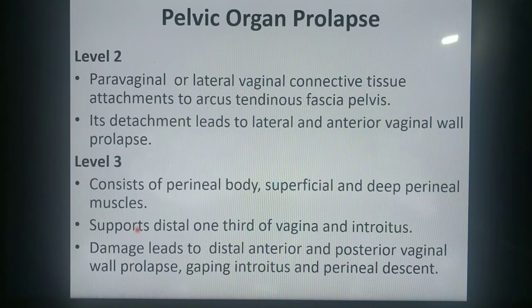The level 2 support is paravaginal or lateral vaginal connective tissue attachment to arcus tendinous fascia pelvis. Its detachment leads to lateral and anterior vaginal wall prolapse. And the level 3 supports the lower 1/3 of the vagina. It consists of perineal body, superficial and deep perineal pouch muscles. It supports the distal 1/3 of the vagina and introitus. Damage leads to distal anterior and posterior vaginal wall prolapse, gaping introitus and perineal descent.